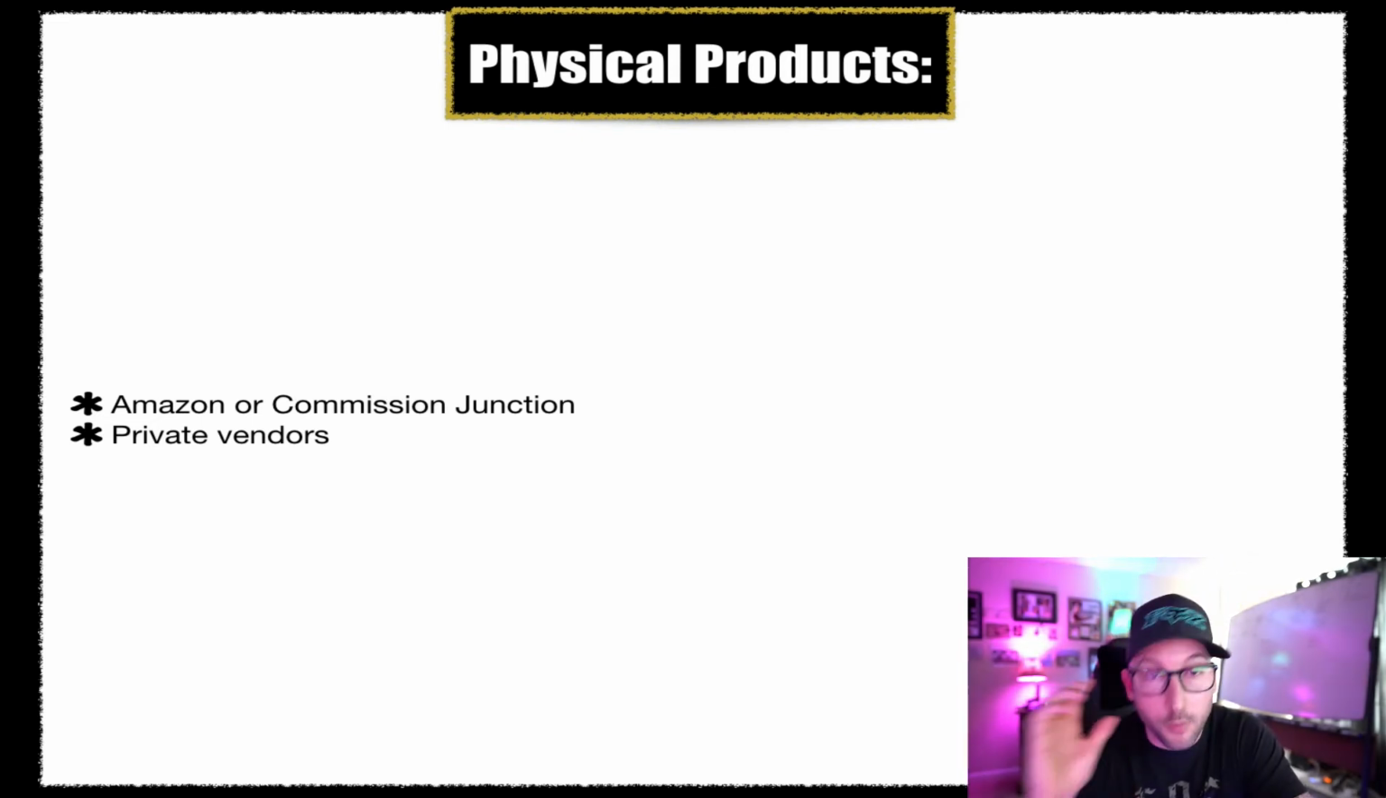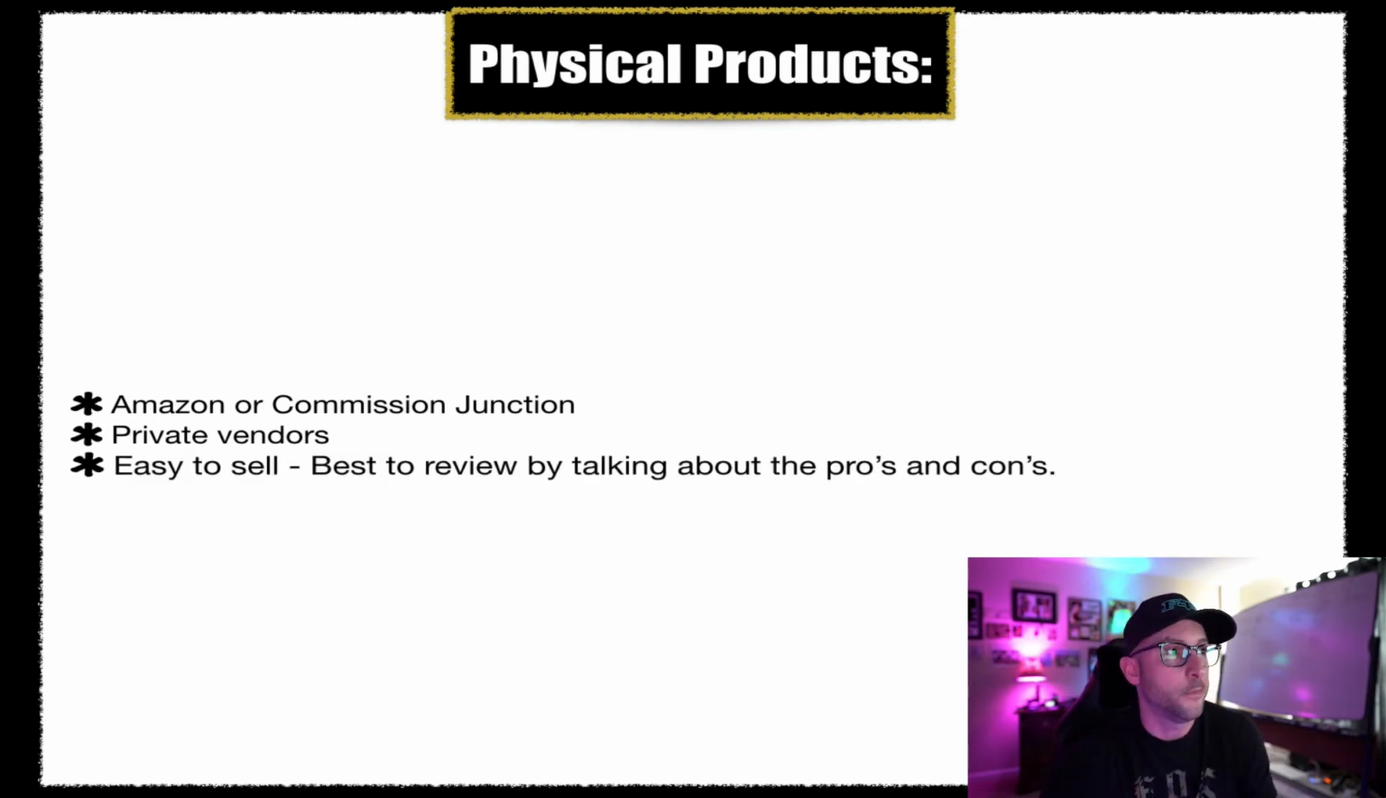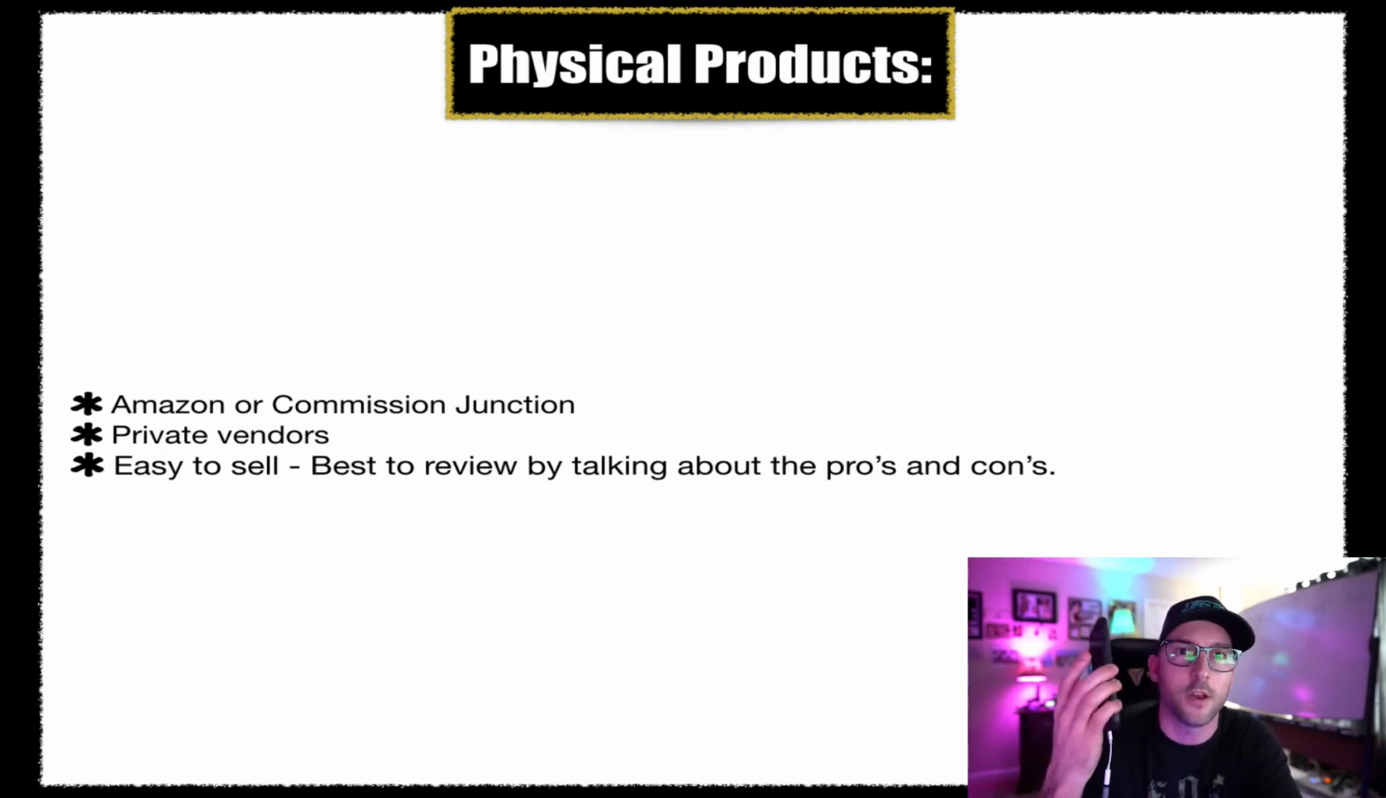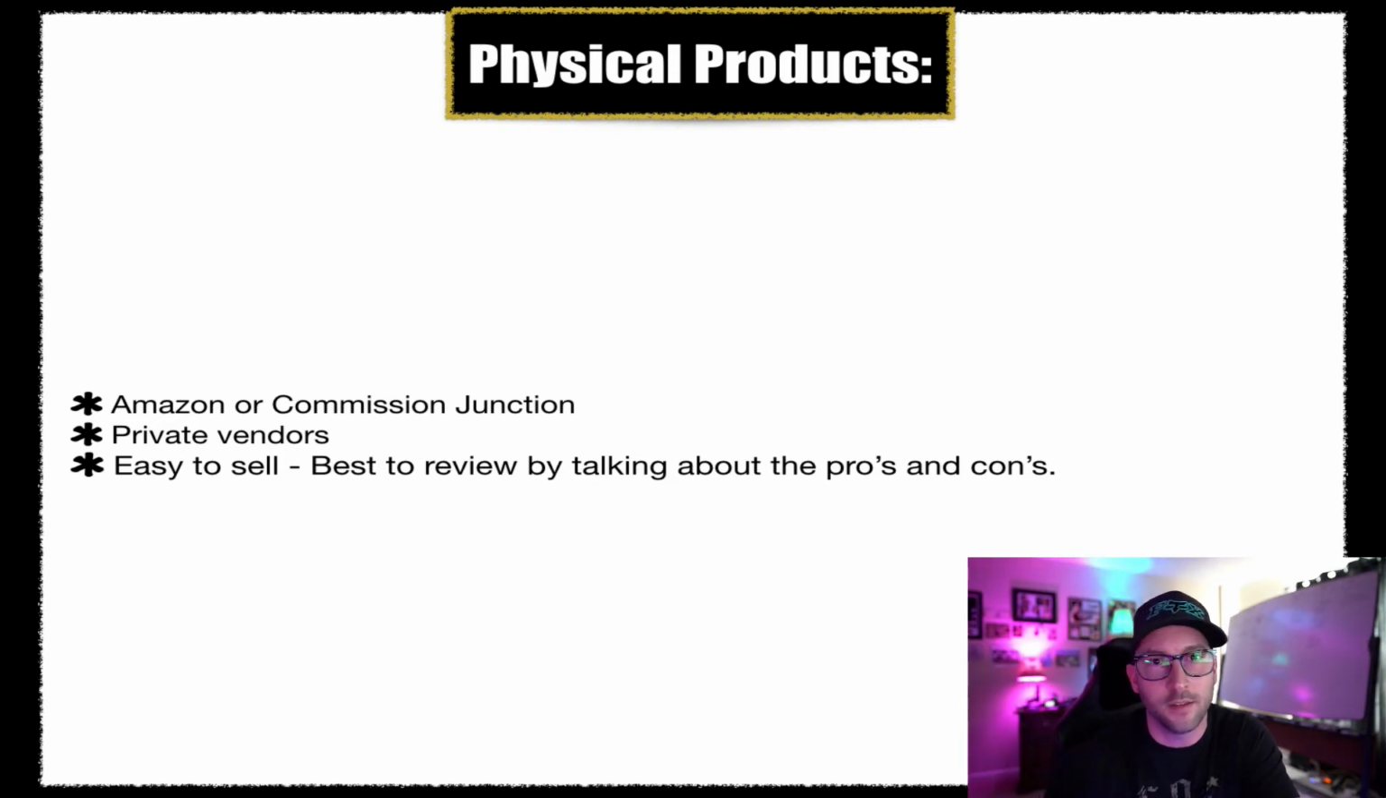Now, other things are private vendors. You can find tons of physical products from private vendors, just like we talked about earlier, with a simple Google search. These are really easy to sell, in my opinion. One of the easiest ways to do physical products is just to talk about the pros and cons. For instance, I'm just going to pick up my iPhone here. If I wanted to sell this, I wouldn't just talk about how the iPhone is the most amazing thing in the world, because we all know that nothing is perfect, right?